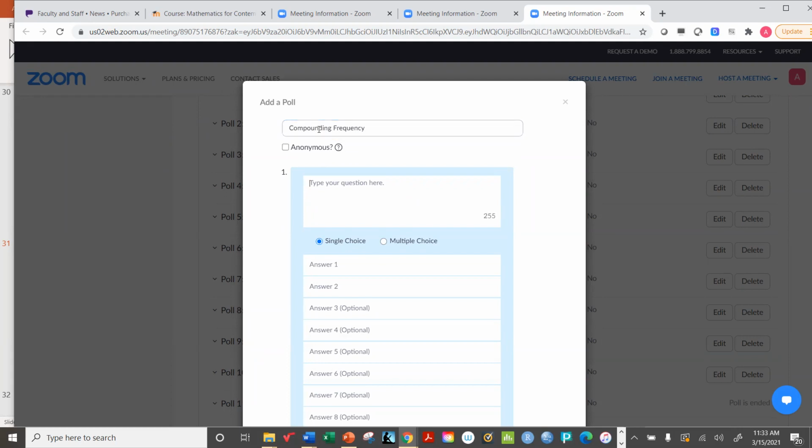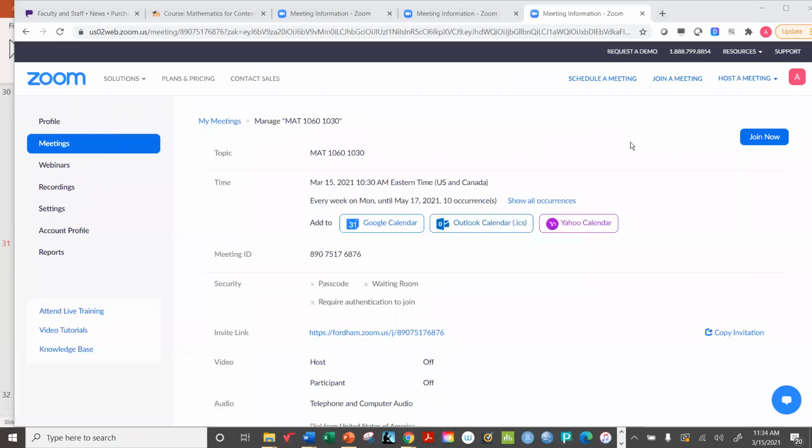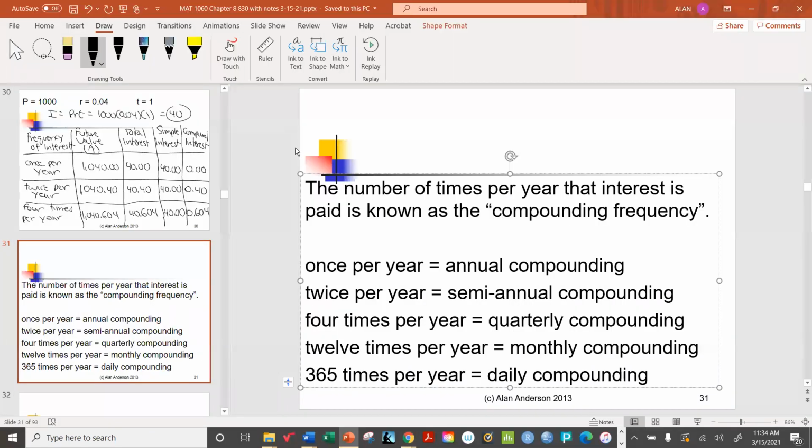So for banks in the U.S., what is the normal compounding frequency? All right, so we're going to have annual, semi-annual, quarterly, monthly, and daily. All right. So we'll hang on to this for a minute until everyone's caught up. All right. And then we'll fire away at this poll.